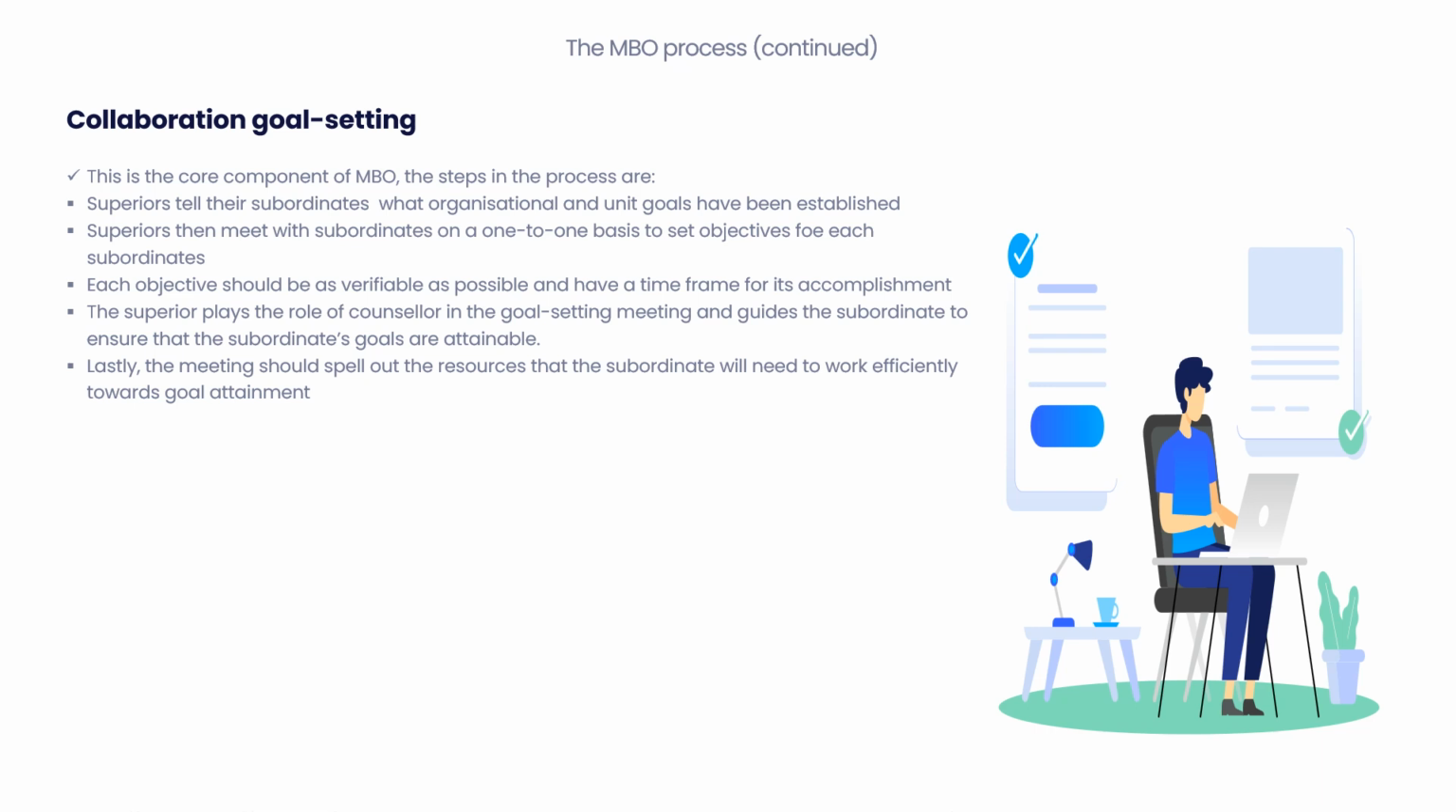Superiors then meet with each subordinate on a one-to-one basis to set objectives for each subordinate. Each objective should be as verifiable as possible and have a time frame for its accomplishment. The superior plays the role of counselor in the goal setting meeting and guides the subordinate to ensure that the subordinate's goals are attained. Lastly, the meeting should spell out the resources that the subordinate will need to work efficiently toward goal attainment. So this is what we have said already, that MBO has lowered the level of planning objectives to the level of the employees.